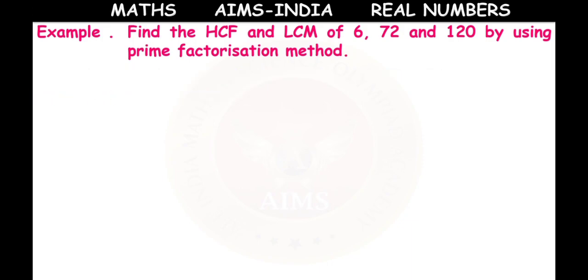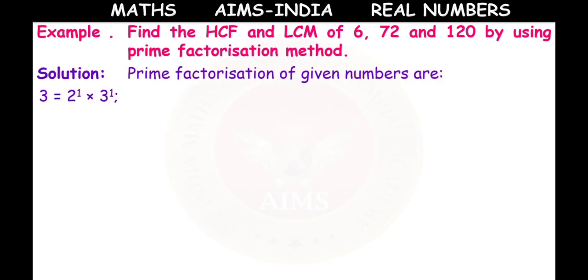So here is one more question based on HCF and LCM. We have to find the HCF and LCM of three numbers 6, 72, 120 by using the prime factorization method. The relationship we cannot prove because three numbers are there. So we can find the HCF and LCM, but that relationship does not work out for this problem.